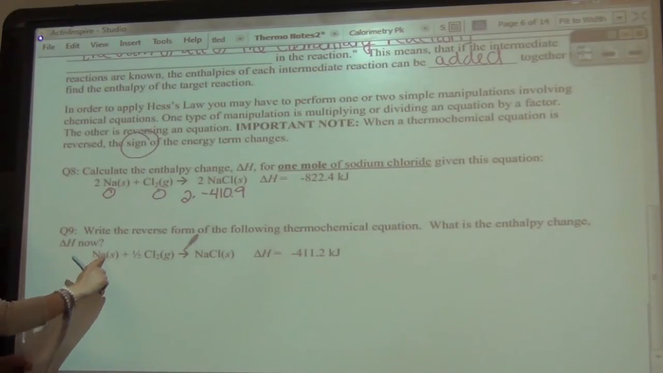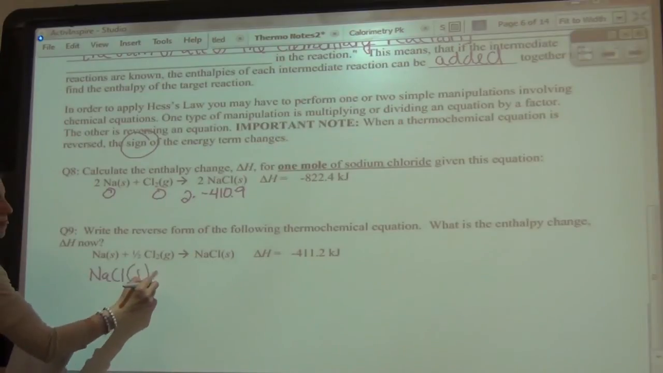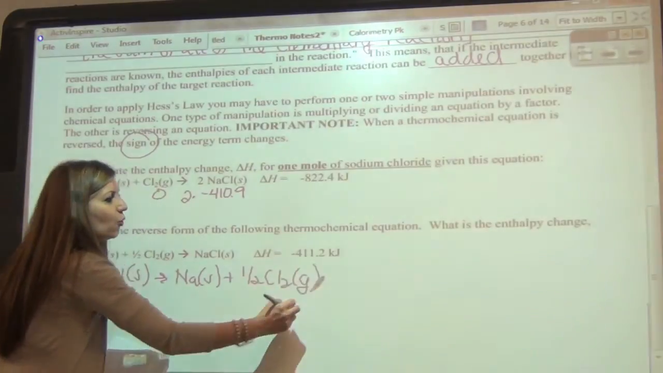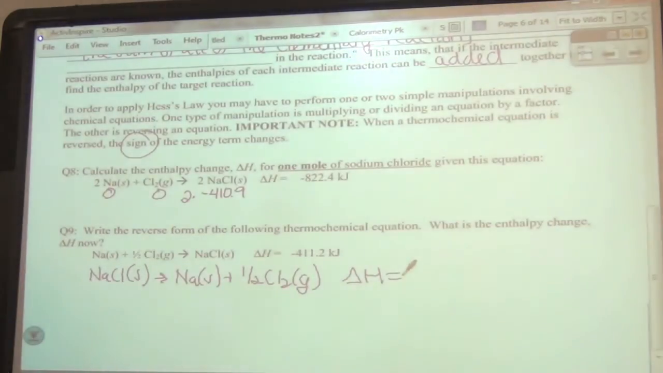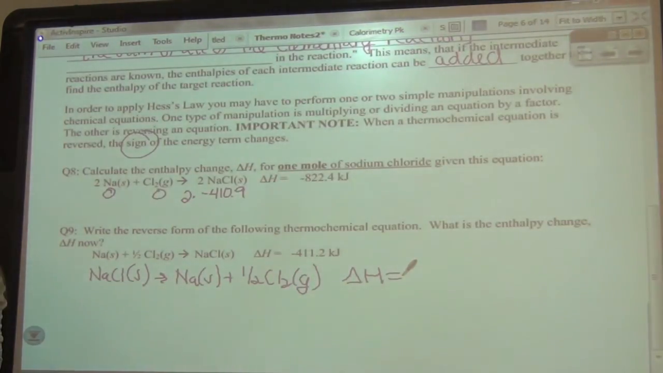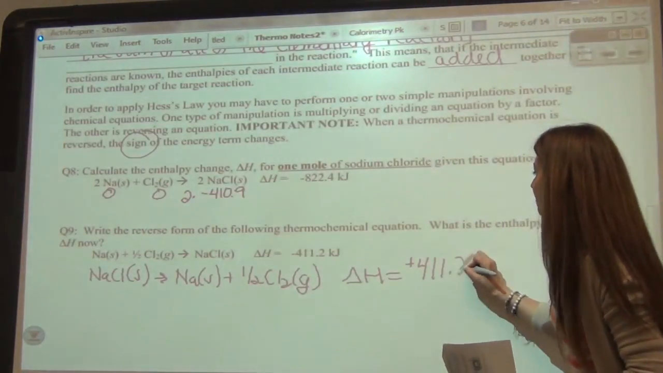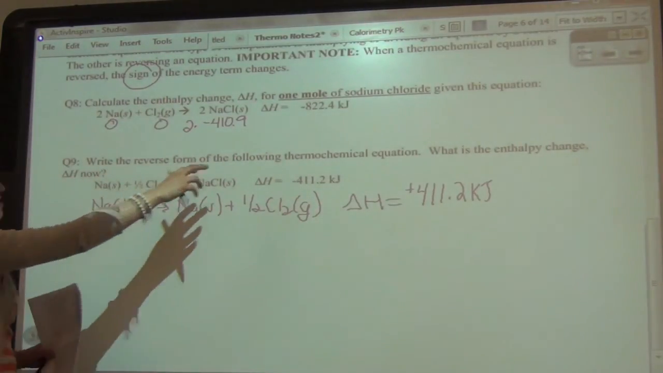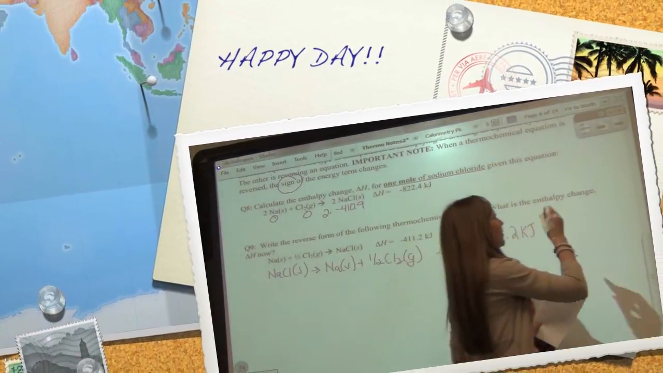This one says to write the reverse form of this reaction. What would the reverse form of the reaction be? Well, if we flipped it and we did NaCl solid, then arrow, Na solid plus 1/2 Cl2 gas, what's the only thing that would happen to this value of delta H? It would be exactly the same except positive. Very nice. The only difference is it would be a positive 411.2 kilojoules. That's the only difference with it. Some references may have different values, so I think that's why they're slightly different.